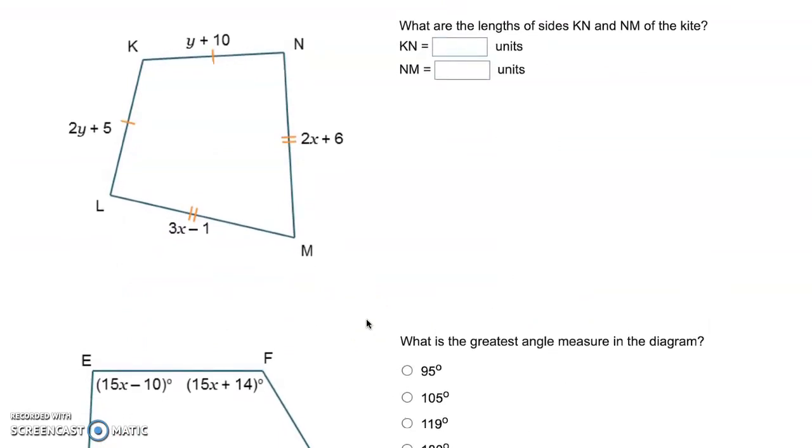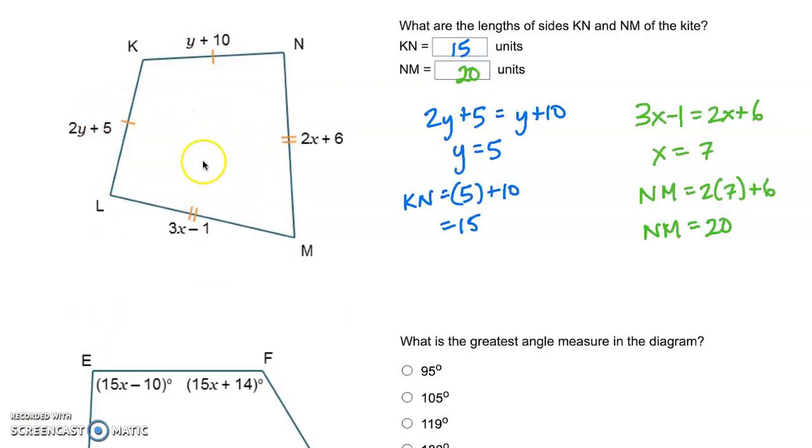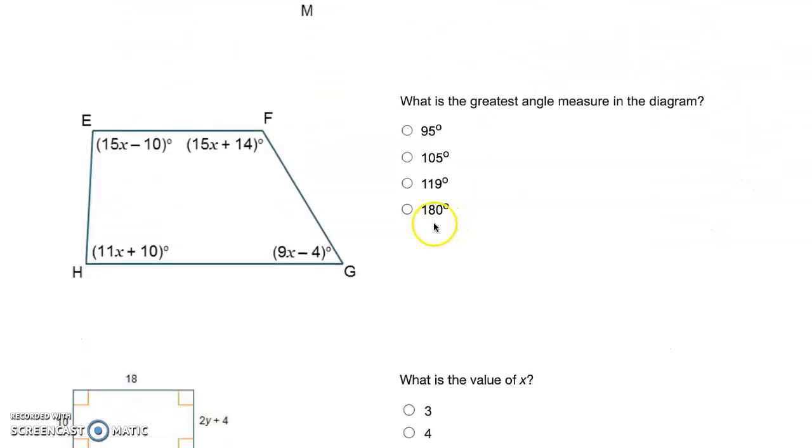Okay, take a look at this. What are the side lengths? Look at what we know. This is a kite. What do we know about it? So pause the video and see if you can solve for these values. Because it's a kite, we can set these two equal, solve for y, and then substitute back in to find the side length. And same thing with x. Set those two equal and substitute back in and solve.